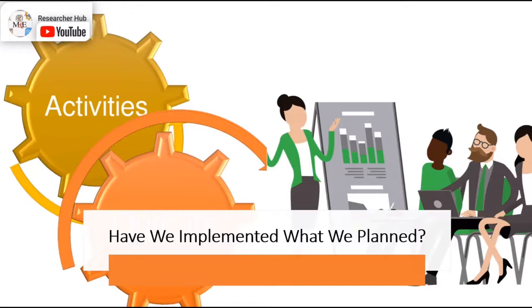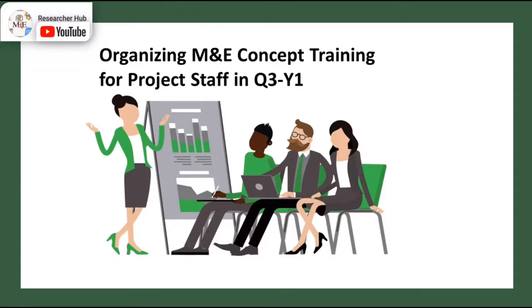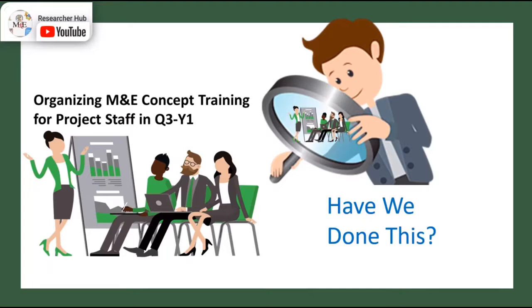by asking these questions. Have we implemented what we have planned? Look at this. This is one example in the project activity. One of the activities is organizing M&E concept training for project staff in Q3 of year 4. So then what we need to monitor, we need to check this. Have we done this activity by this month, by this quarter? Whenever you do the reflection, like we said, this is a regular observation or tracking, so just check it. Have we done this activity?